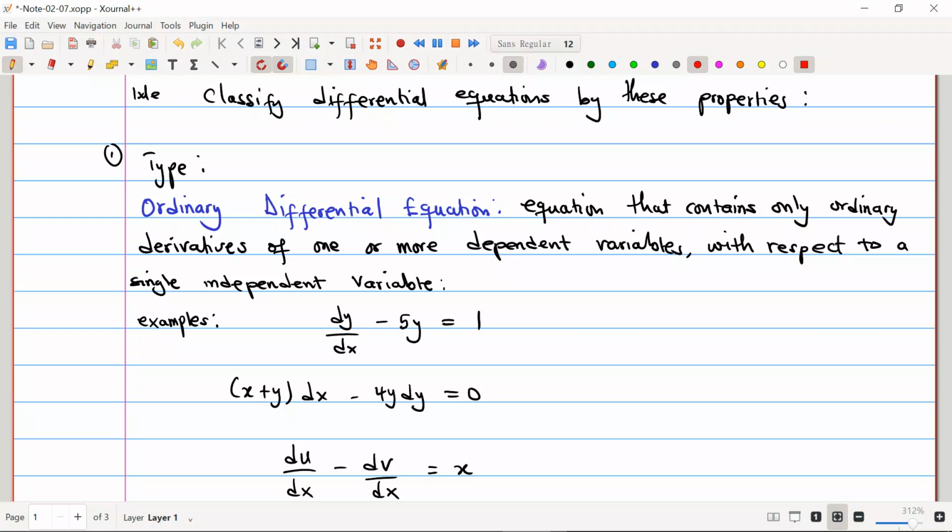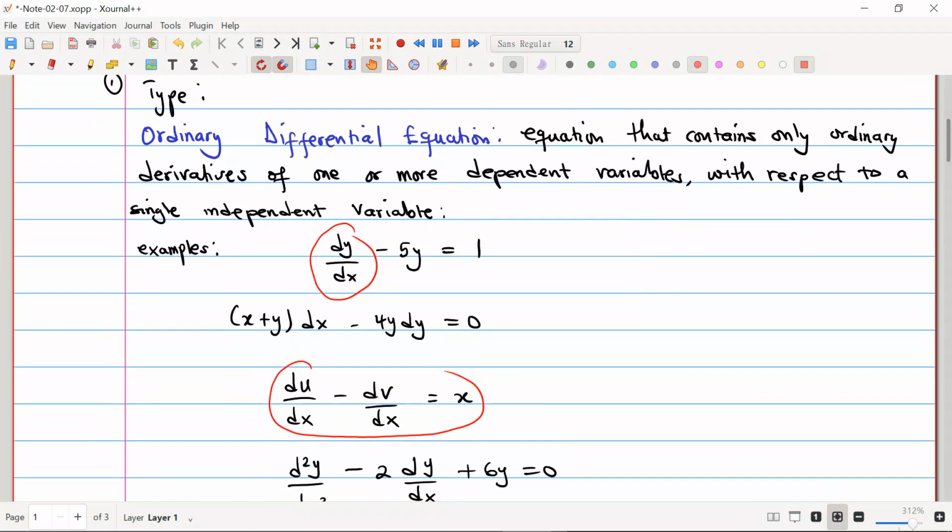What is an ordinary differential equation? It is an equation that contains only ordinary derivatives of one or more dependent variables with respect to a single independent variable. What we mean by ordinary derivative is that you have just the derivative of the dependent variable with respect to the independent variable, one or more, right? It can also be this type. This one has two dependent variables, but the independent variable here is the same, just one, okay? So these are what we call ordinary differential equations.